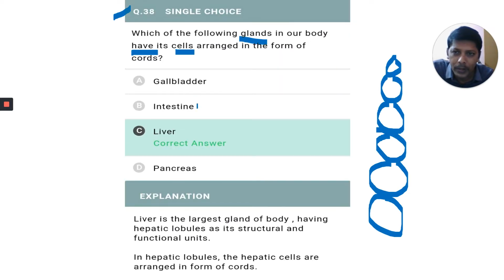The options are liver, intestine, gallbladder, pancreas. Liver is the largest gland of the body, having the structural and functional units, the hepatic lobules, which are hexagonal in shape. And in hepatic lobules, the hepatic cells are arranged in the form of hepatic cords, right?